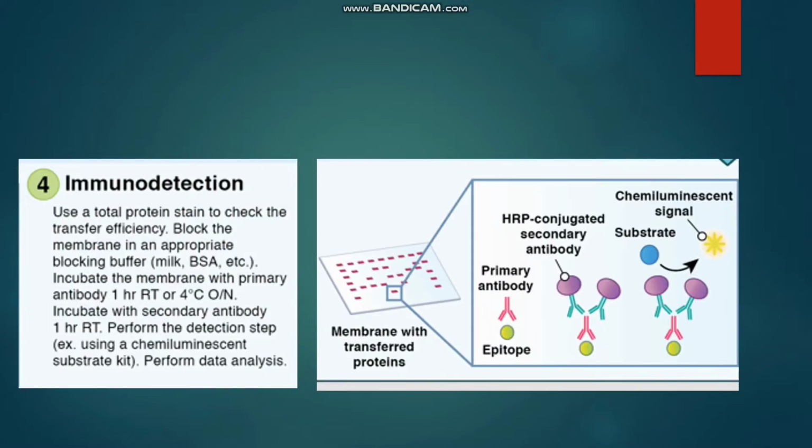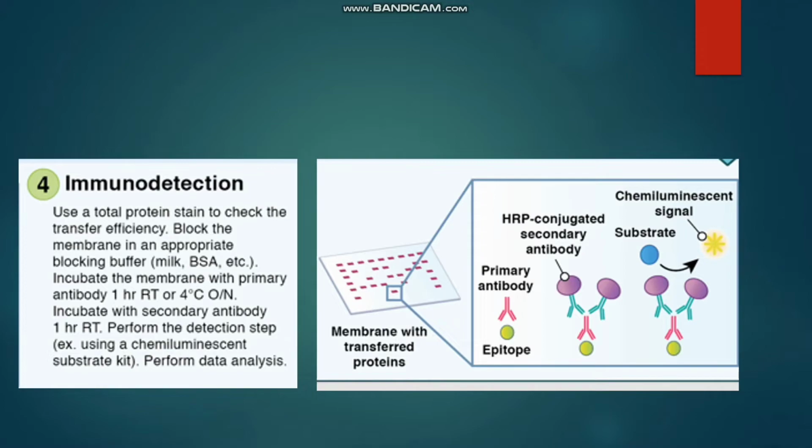Immunodetection. Use a total protein stain to check the transfer efficiency. Block the membrane in appropriate blocking buffer. Incubate the membrane with primary antibody 1 hour RT or 4 degrees Celsius. Incubate with secondary antibody 1 hour RT. Perform this detection step and perform data analysis.